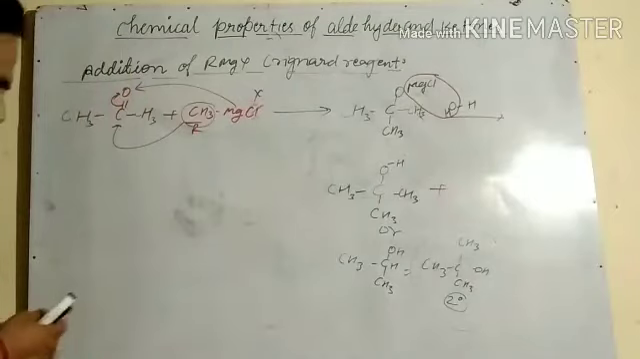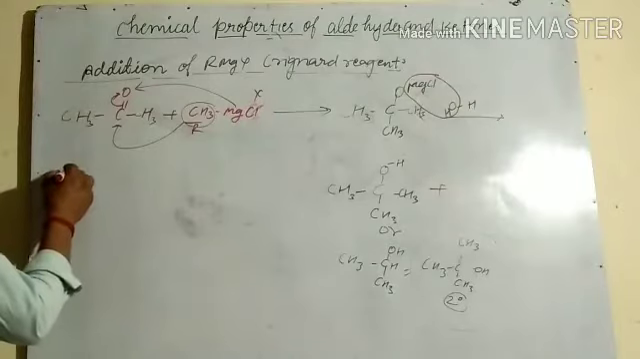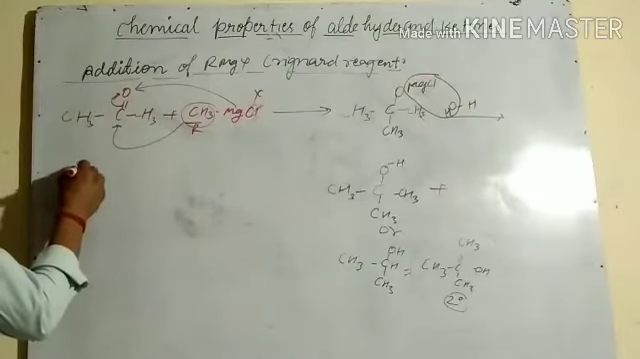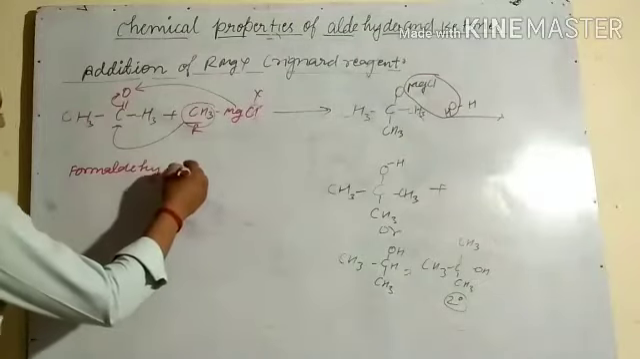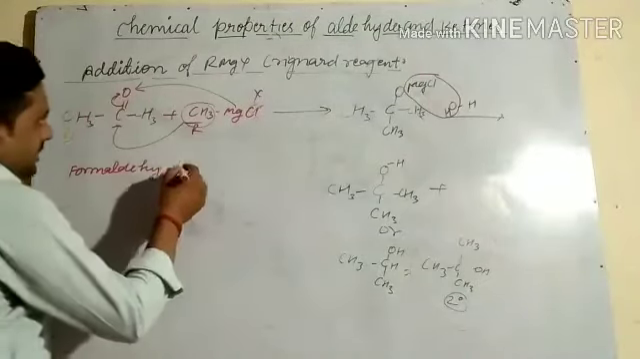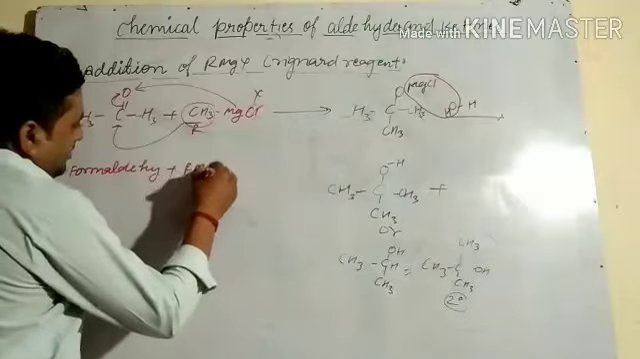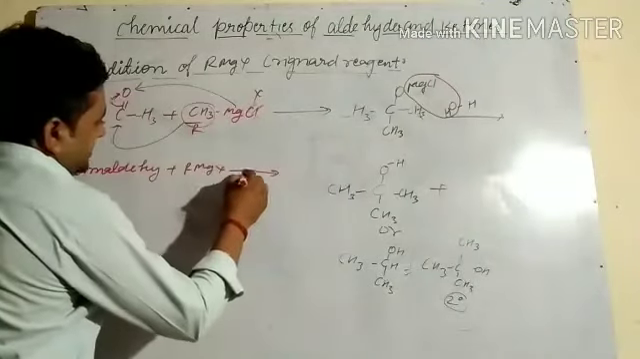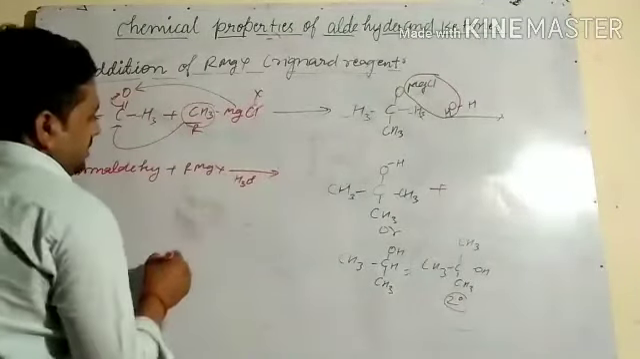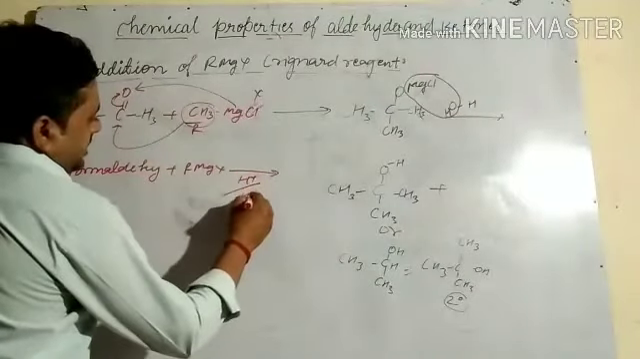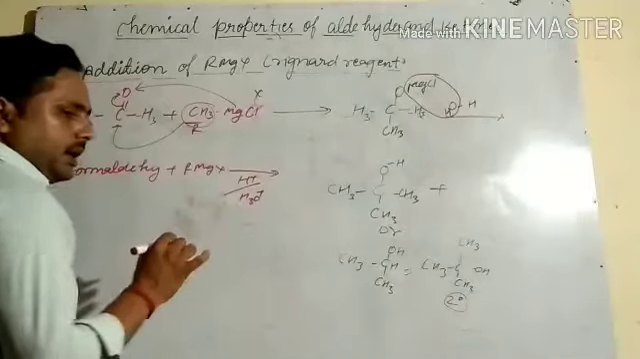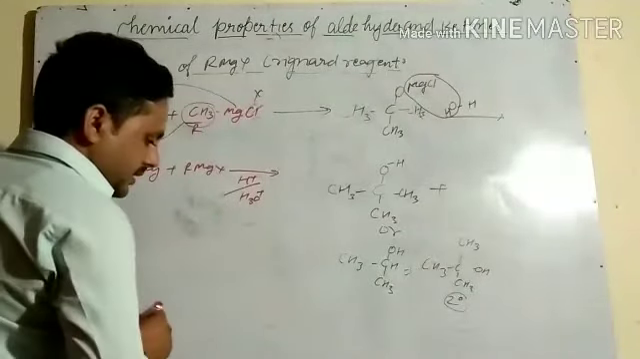Okay, so let us summarize. What can we write? Formaldehyde reacts with a Grignard reagent, RMgX. At the start I am writing RMgX, followed by hydrolysis, H3O+, or we can write H plus also. Somewhere it is written like this also, so don't be confused.